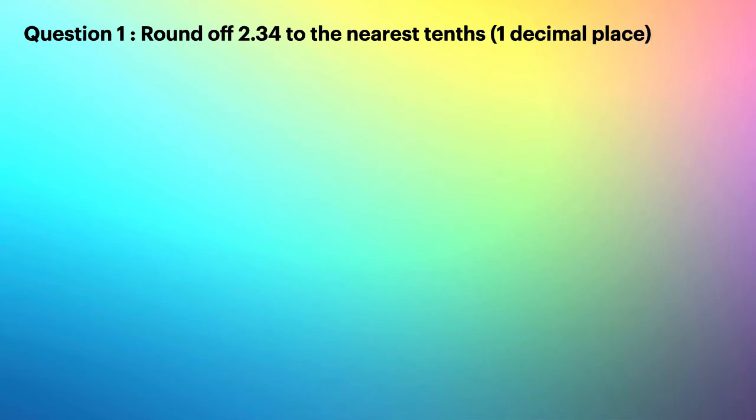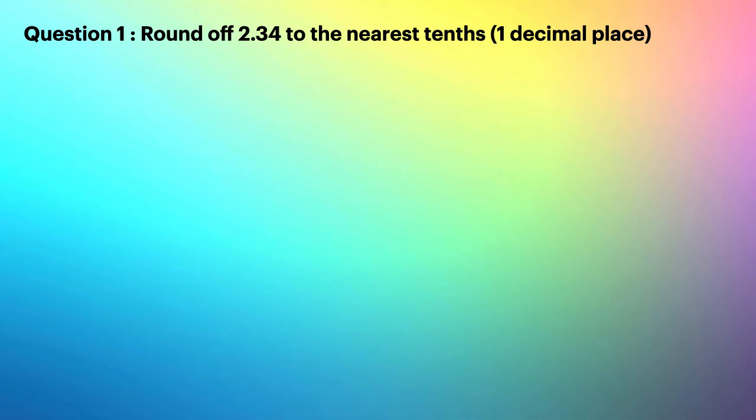As you can see, we're going to do rounding off to the nearest tenth, or we can also say rounding off to the nearest one decimal place. Let's look at our first question. Round off 2.34 to the nearest tenth, or one decimal place.